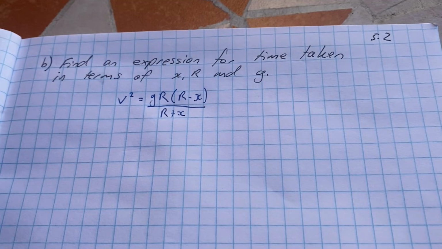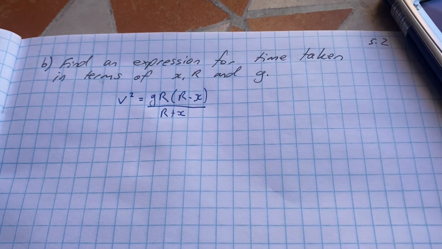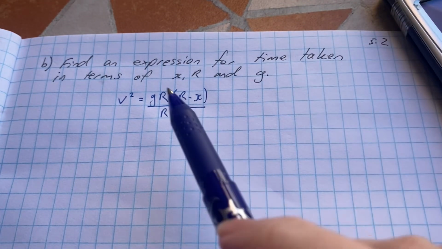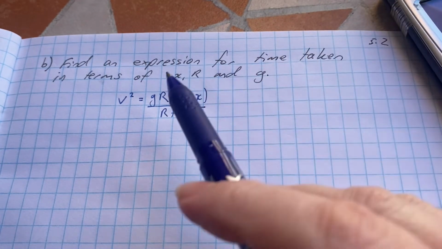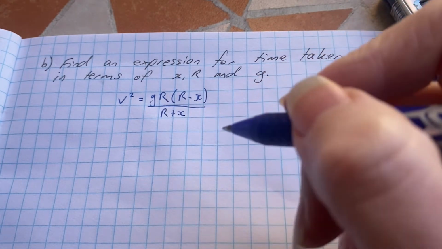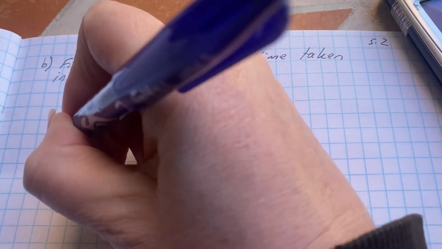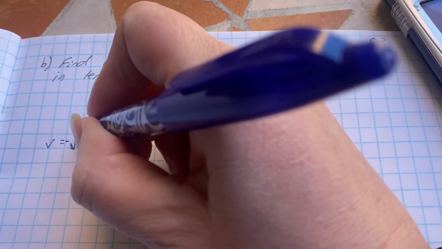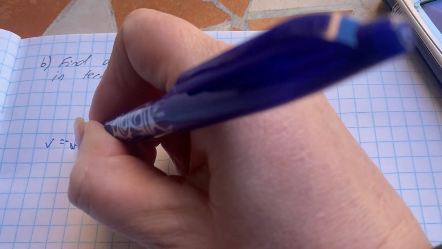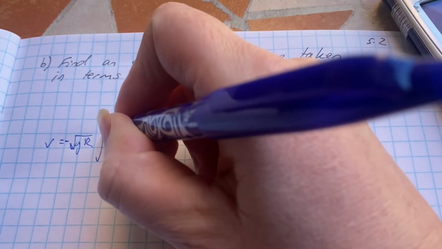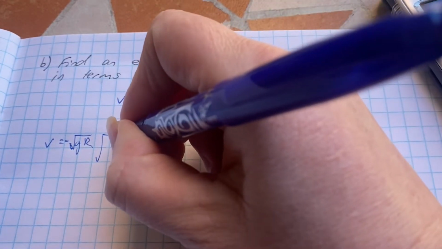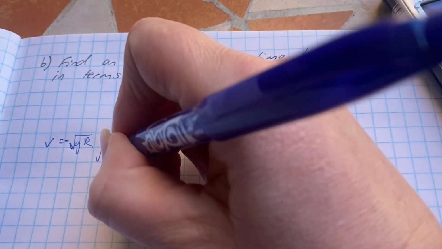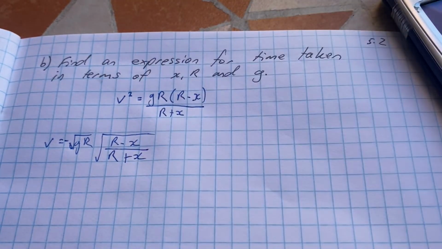So part B asks us to find an expression for the time taken in terms of x, r, and g. So this is going to be a very algebraic problem, this one. Now, as I said in the previous example, our velocity is going to be negative. So I'm going to start by saying that velocity is the negative square root. It's going to leave that gr out the front, and then times the square root of this part, which is r minus x over r plus x.